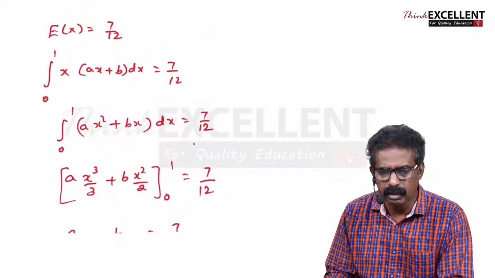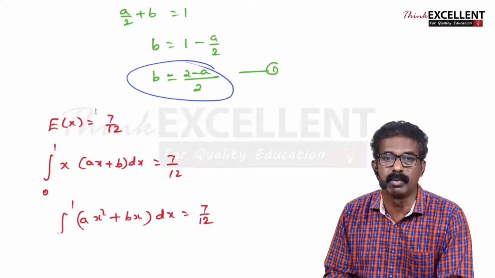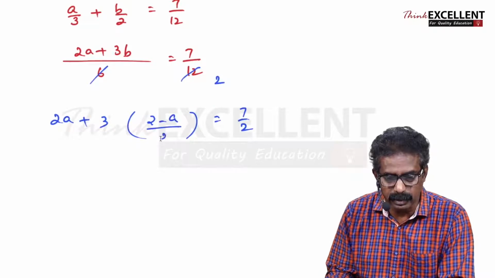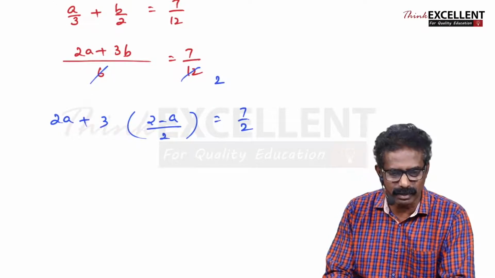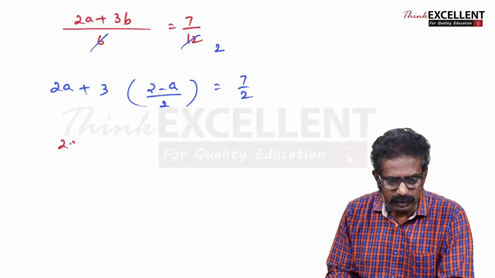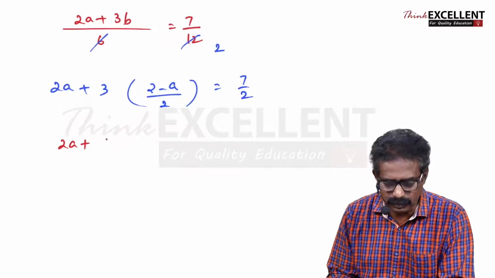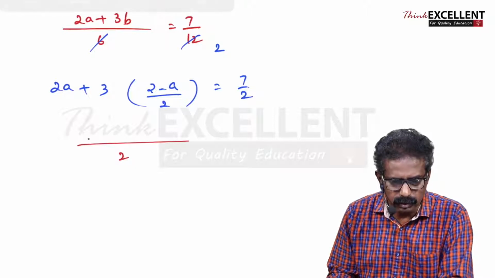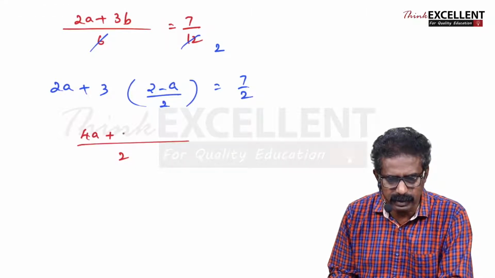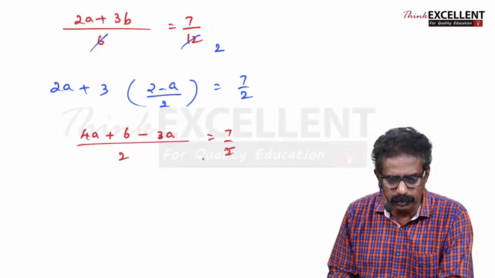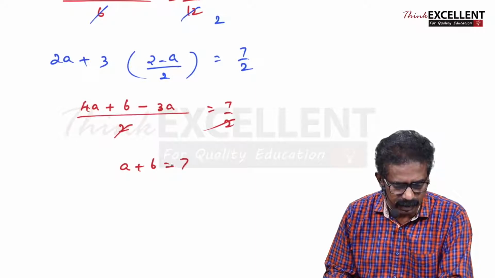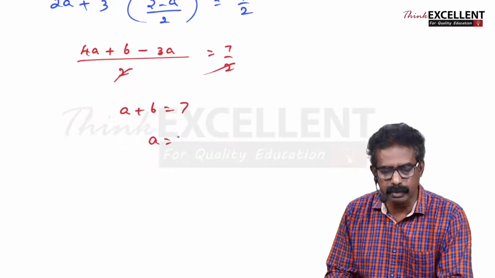For b, from equation 1, you got the b value. What is that? (2 minus a) by 2. Lengthy question, right? They can ask even as a 5-mark question, I think. Okay, now 2a plus... or you do one thing, you take 2 as LCM. So 2 2s are 4. 4a plus 6 minus 3a equal to 7 by 2. 2 to cancel. 4a minus 3a is a, plus 6 equal to 7. You are getting a equal to 7 minus 6, 1.